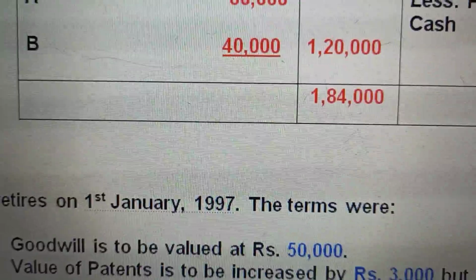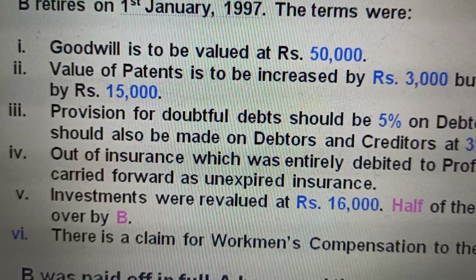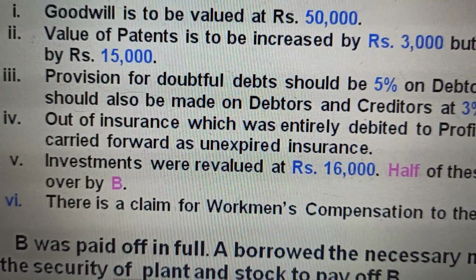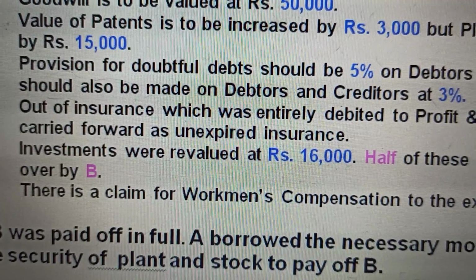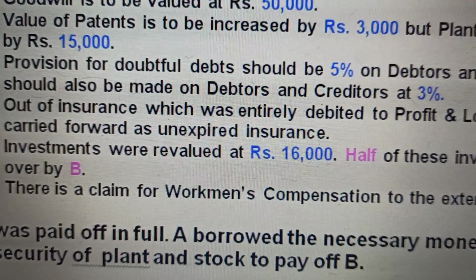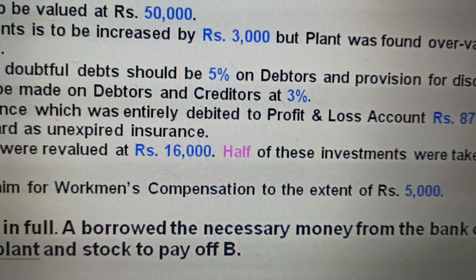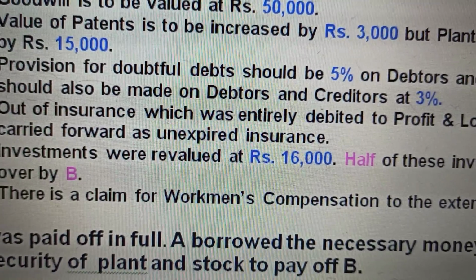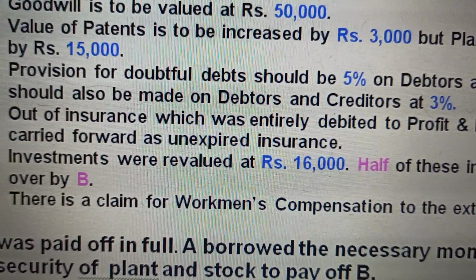After that, the terms of the retirement say B retires on 1st Jan 2014. The terms were: goodwill is valued at 50,000, value of patents to be increased, which means credit side, but plant was found overvalued. So plant's value will be reduced by rupees 15,000. So this is to plant, rupees 15,000.